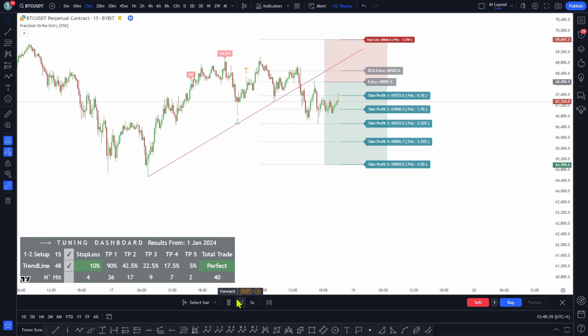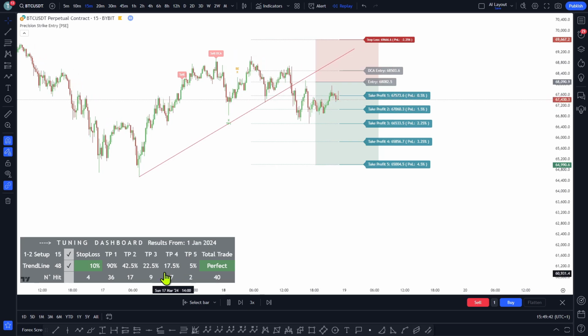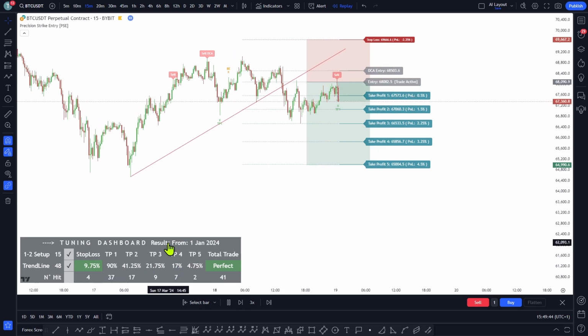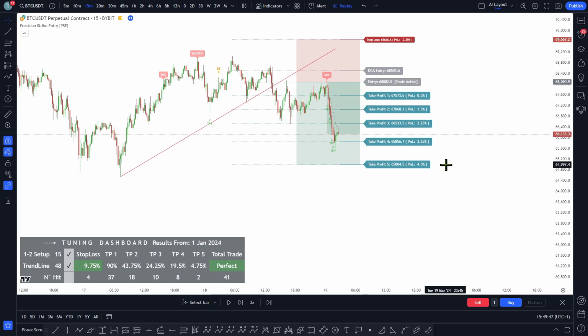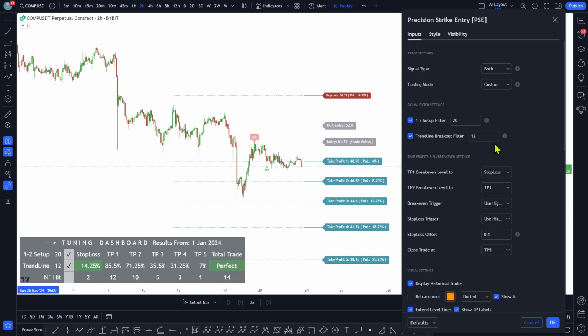Of course, we are on replay mode, but you understand now the power of the dashboard, because the dashboard shows you what the probability is that your trade will play out. That's the power of this indicator. The moment you have all been waiting for, let's dive into the settings.